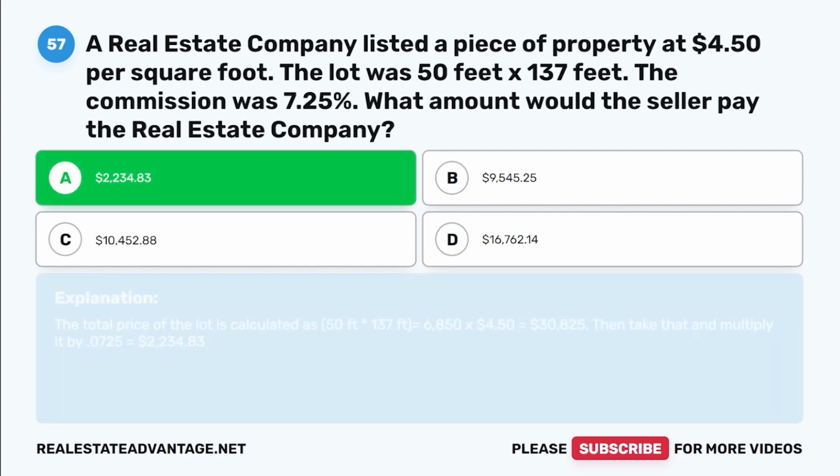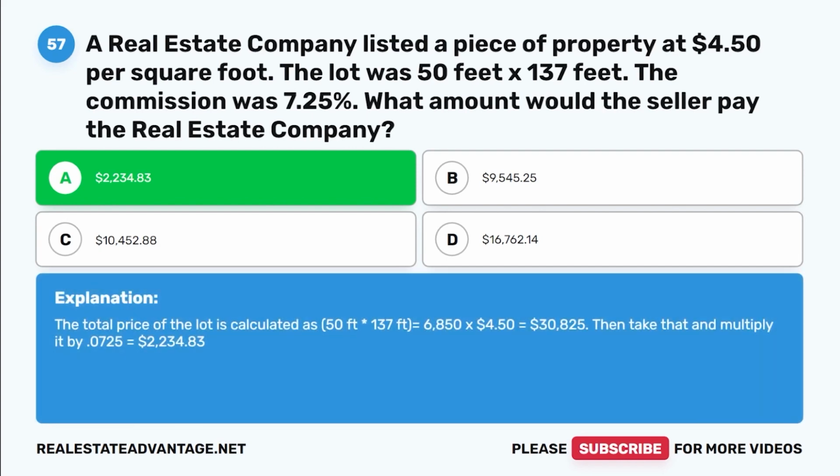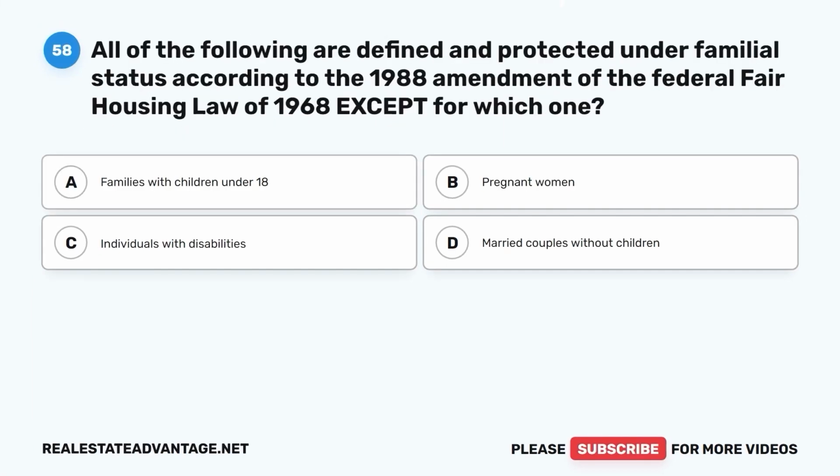$2,234.81. The total price of the lot is calculated as 50 feet times 137 feet equals 6,850 times 4.50 equals 30,825. Then take that and multiply it by 0.0725 equals $2,234.81.